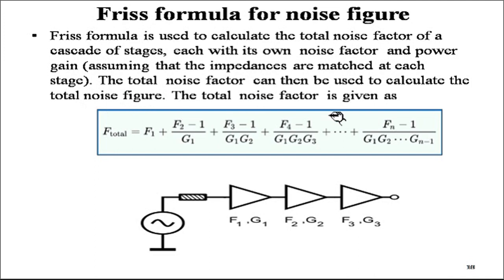The total noise factor is given by this formula: total noise factor F is equal to F1 plus F2 minus 1 upon G1. G we know is the gain of the amplifier and F is the noise figure. Plus F3 minus 1 upon G1 into G2 and so on. The stages will go on increasing up to the nth one. This formula is written for the nth stage, which means you can go up to n number of stages.